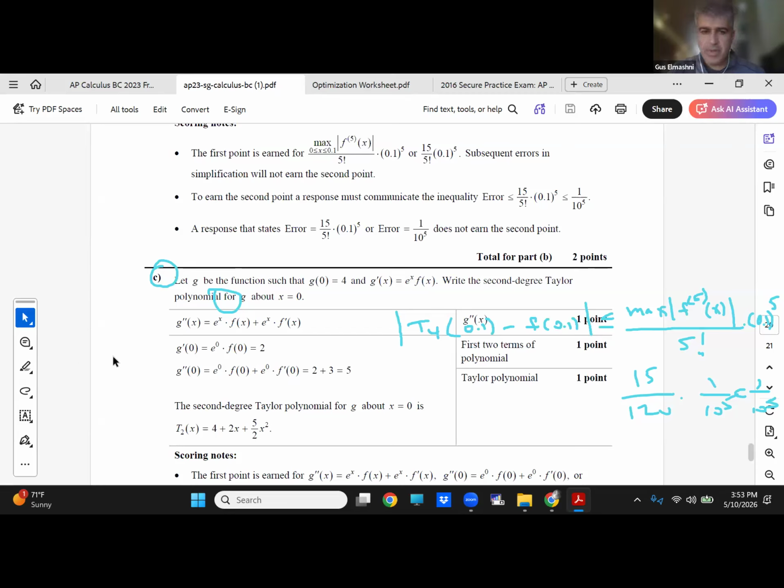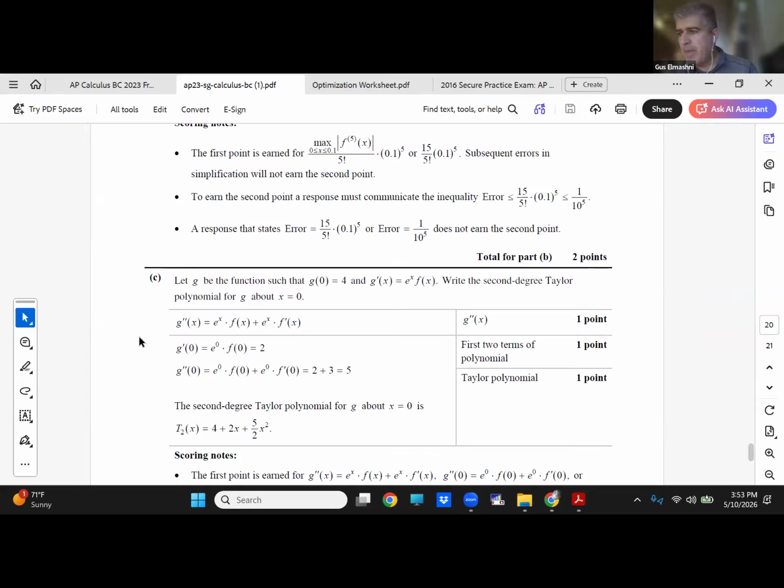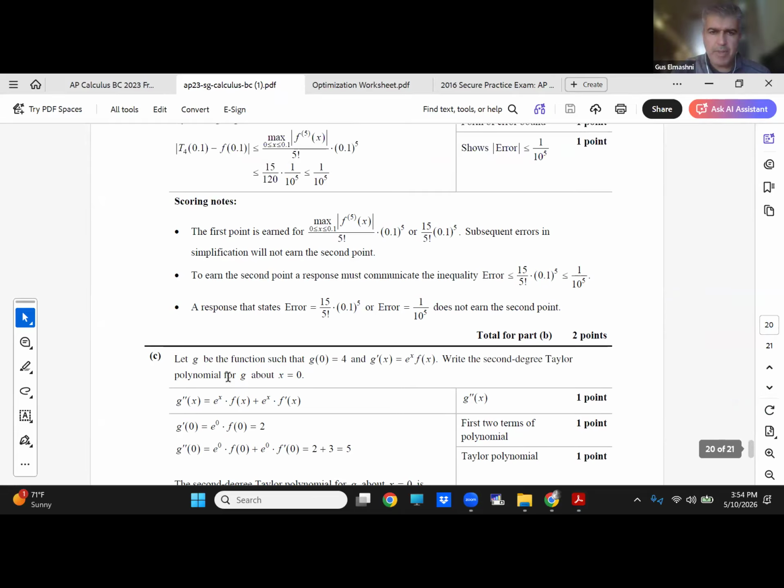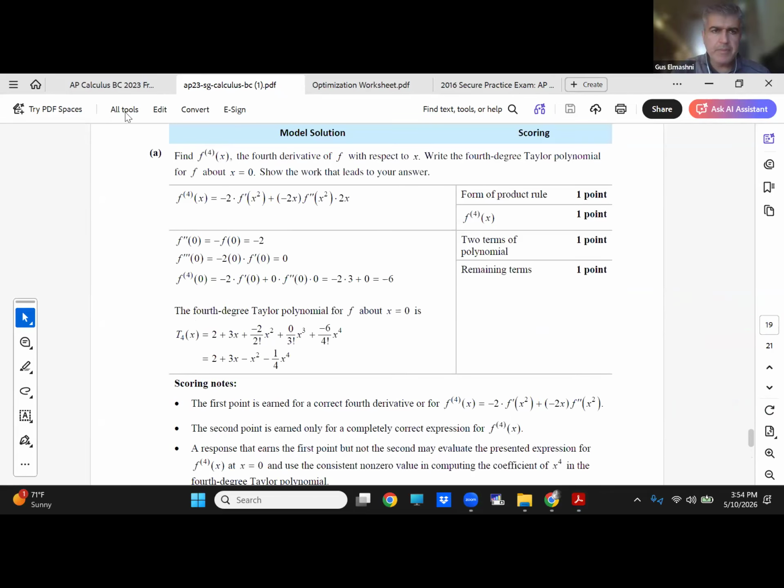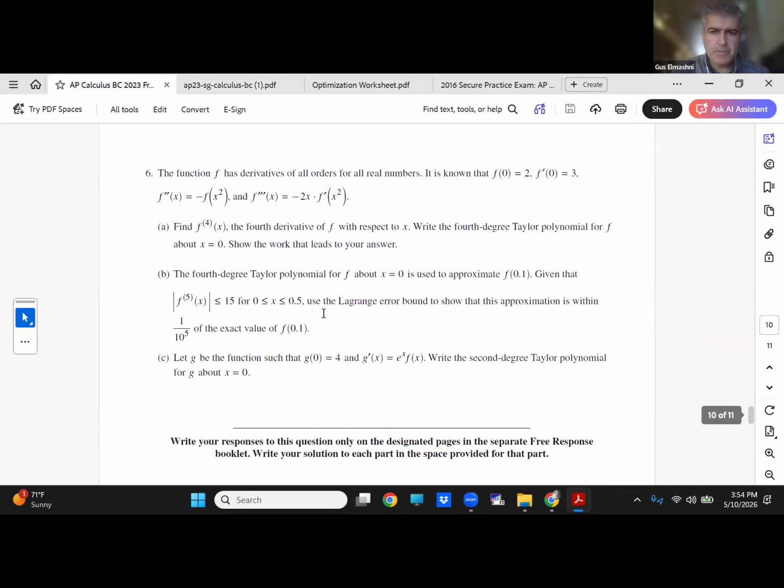Yeah, so you have to write the second degree polynomial for g centered at x equals 0. So, second derivative, again with the product rule, right? That's not that hard. And then you actually compute it. So for g, you're plugging in: e to the 0 is 1, f of 0 is, we got that from earlier, 2, I think. Yeah, 2.